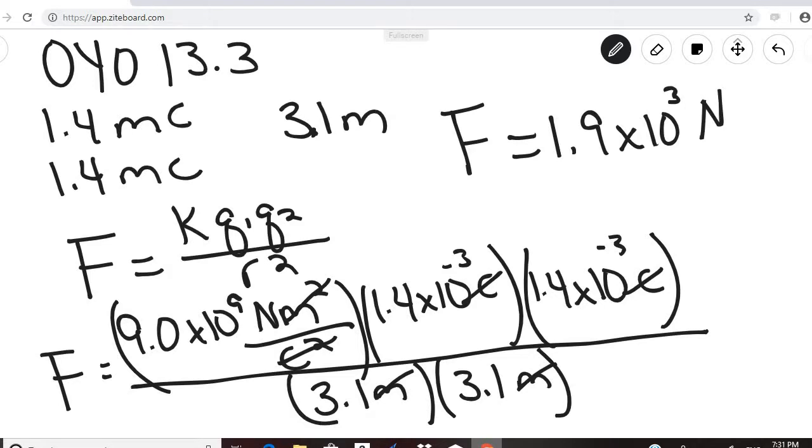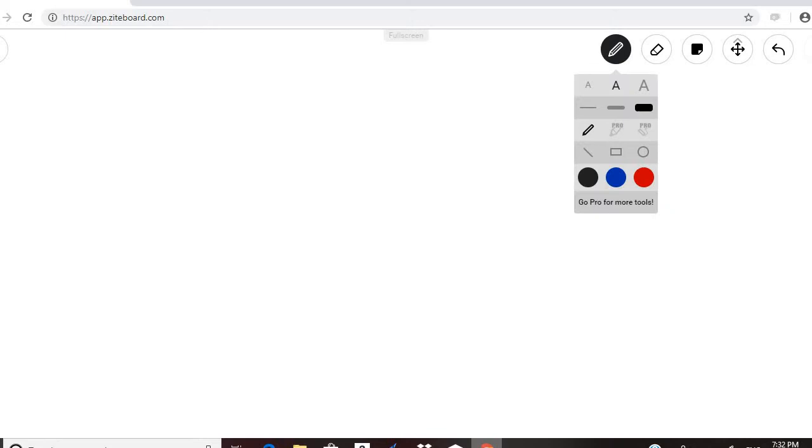And now both of these charges were positive, so they are going to repel each other. So they will move away from each other with a force of 1.9 times 10 to the 3rd newtons. And again, that force is only going to be true for an instant, because once that force exists and these particles move away from each other, then the distance between them is going to increase, and that will change the force. Okay, so that is On Your Own 13.3.